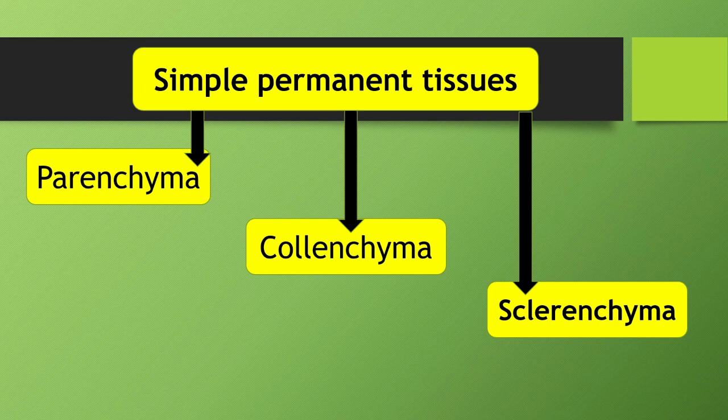Now, how many types of simple permanent tissues are there? There are three types of simple permanent tissues. First is parenchyma, second is collenchyma, and third is sclerenchyma.